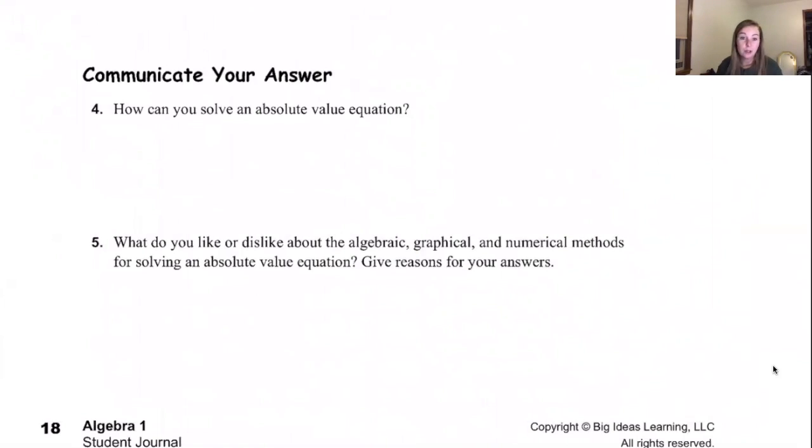So how can you solve an absolute value equation? There's so many different ways. You can do it graphically, you can do it numerically, or you can do it algebraically. Whichever way you prefer is definitely the way that you can choose to use. It's totally up to you.